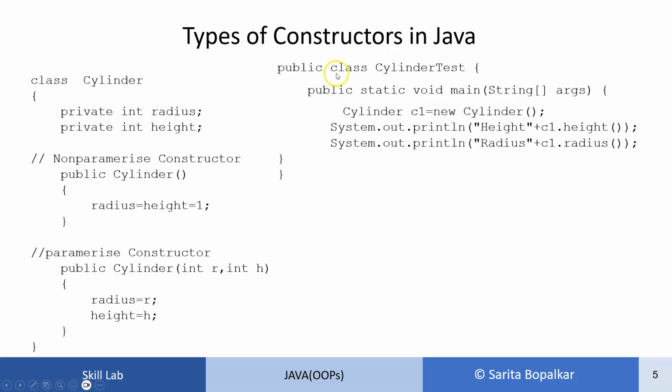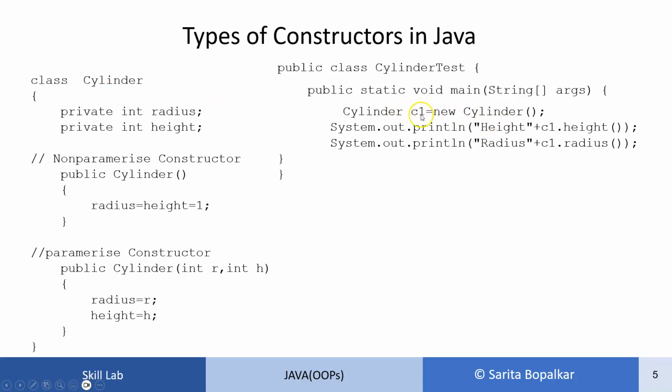Now to use this class, I need to create its object. So here I will write an application class CylinderTest, and within that the main function is there. In this main function, I will create an object of the Cylinder class. Cylinder c1 is the reference. New Cylinder is the object of this Cylinder class.